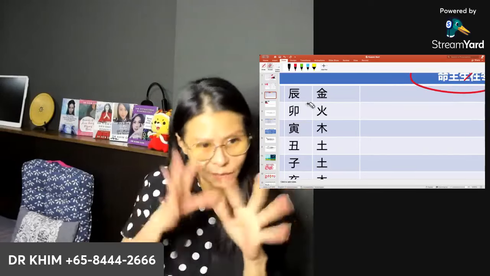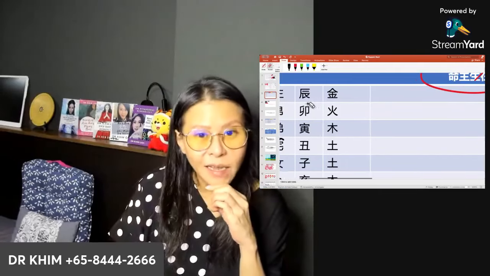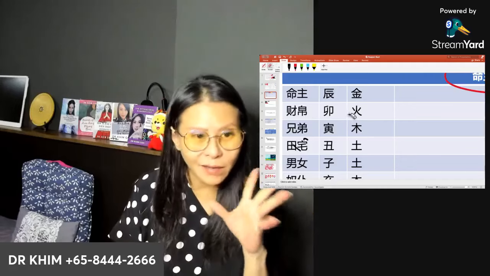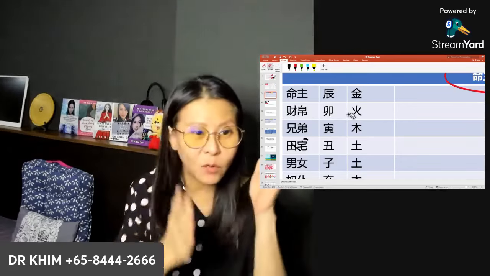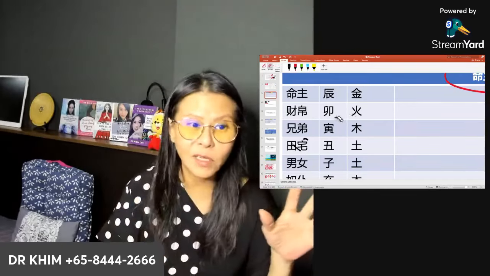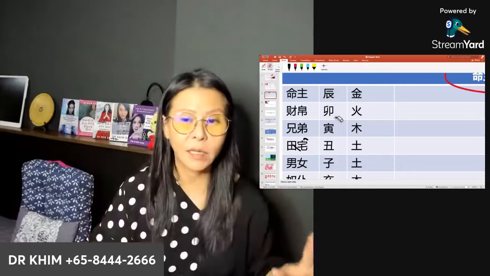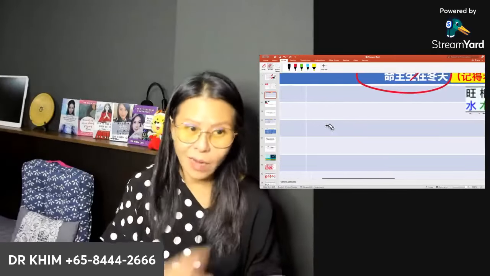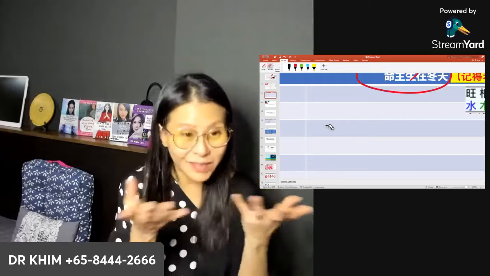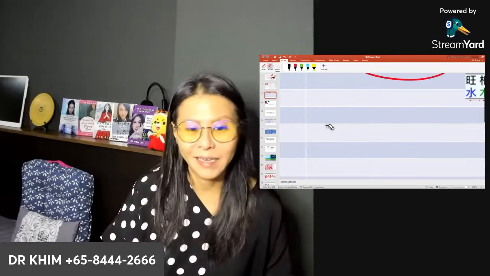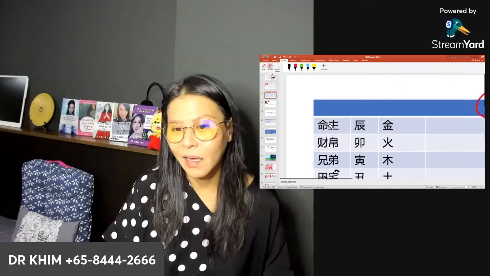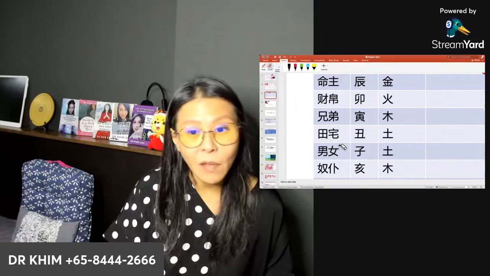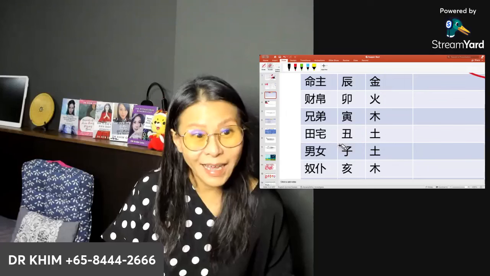So I simplified it for you. What you need to do is just put what is beside it. That's all you need to do. Then after that, you only see counter and grow. That's all. Very simple. No need to count anything. Then you know what benefits you, how your money comes about, what kind of wealth is more suitable for you. Okay? Then the favorable one, you can go and see.